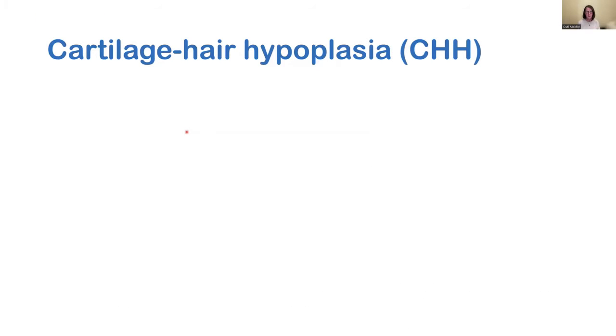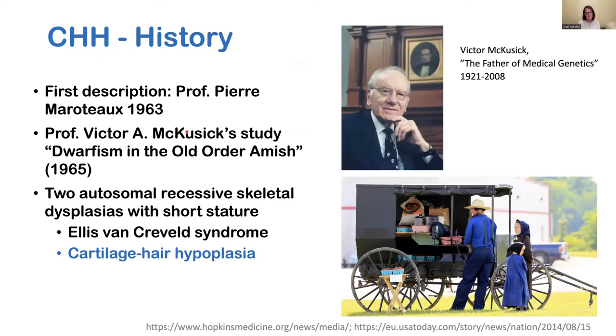So we then go to cartilage-hair hypoplasia, or CHH. Some words about the history. I think the first cases were actually described in 1963 in France by Professor Pierre Maroteaux. But the main work was done by Professor Mäkitie when he was studying dwarfism in the Old Order Amish population.